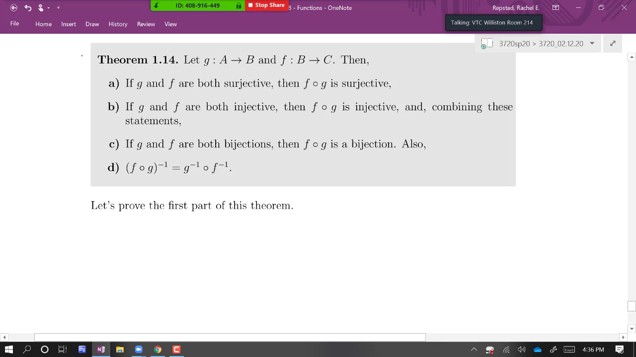Okay, so we're going to finish this section by discussing a couple results and proving one of them. So in part A, we're going to prove this one below. Part B, this is on the assignment that you're turning in Monday. And part C just says it follows directly from A and B.